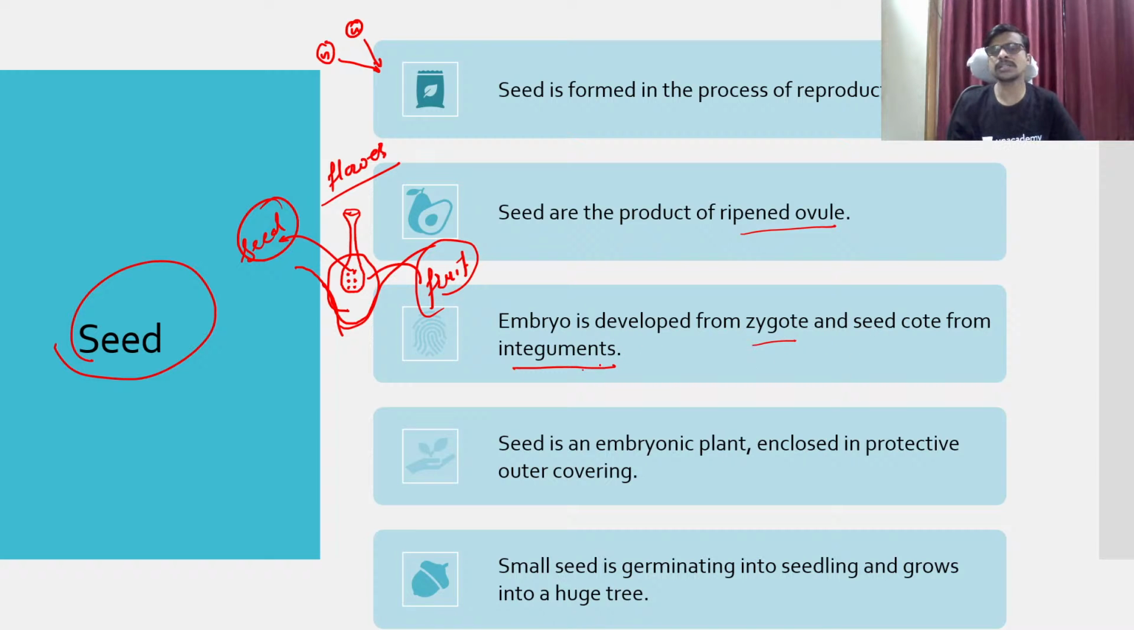Okay, so this integument converts itself into the seed coat, and the zygote finally converts itself into the embryo. Okay, seed is an embryonic plant. Seed is also called an embryonic plant.